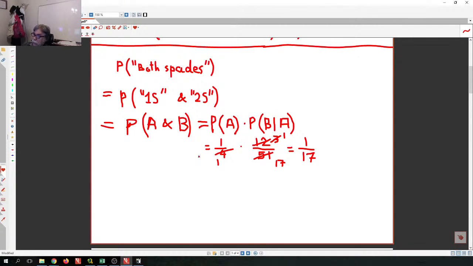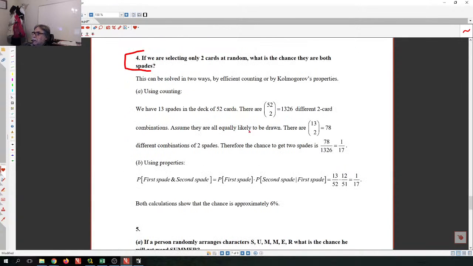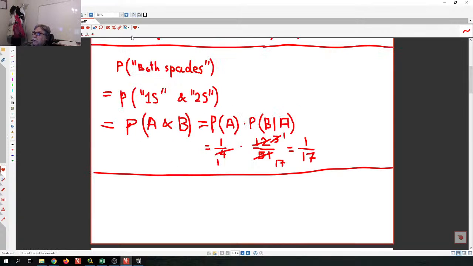There's another way to do that. The question is, can we do that by efficient counting, which is kind of like I don't have to remember this probability property, which you should, because it's really important. But if you're going to do efficient counting, that's what you're going to have to think about. How many ways can you get 2 cards from the deck of 52? That's an easy question because it's similar to a question we already had.